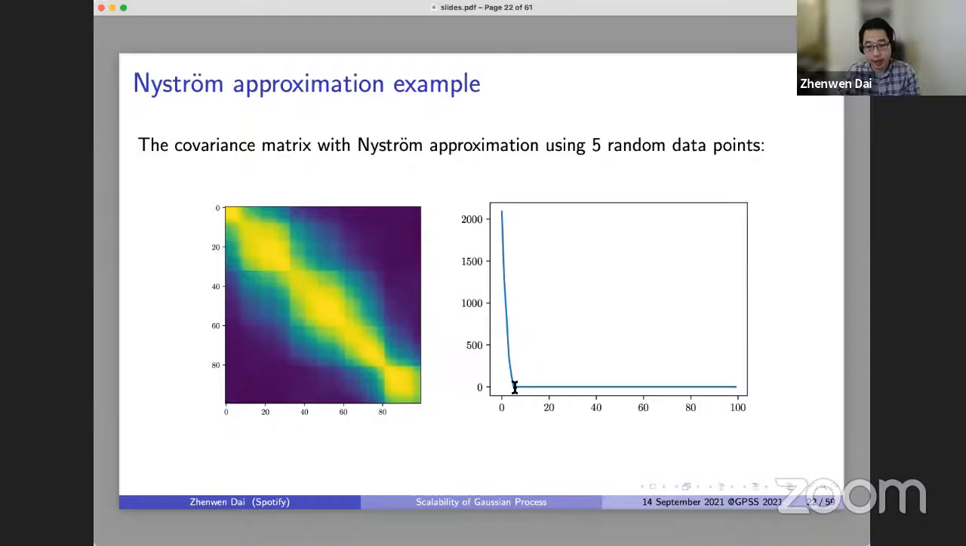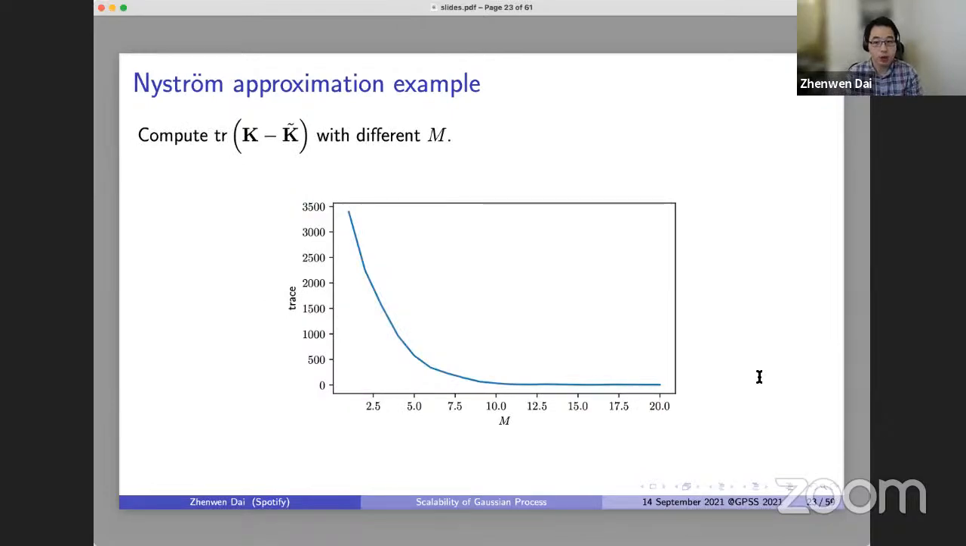This time we see the eigenvalues drop to exactly 0 at number 5, because this matrix is by definition low rank, so after rank 5, the eigenvalues are exactly 0. Another thing we can do is vary the number of data points we select, changing from 1 to 20, and we can roughly measure how different the approximated covariance matrix K tilde is versus the original covariance matrix, which is measured by the trace of K minus K tilde.